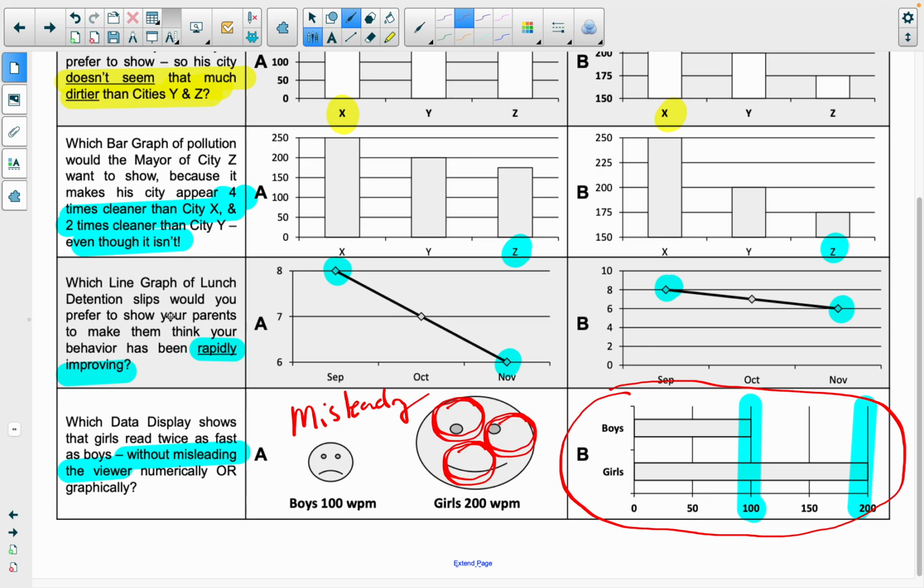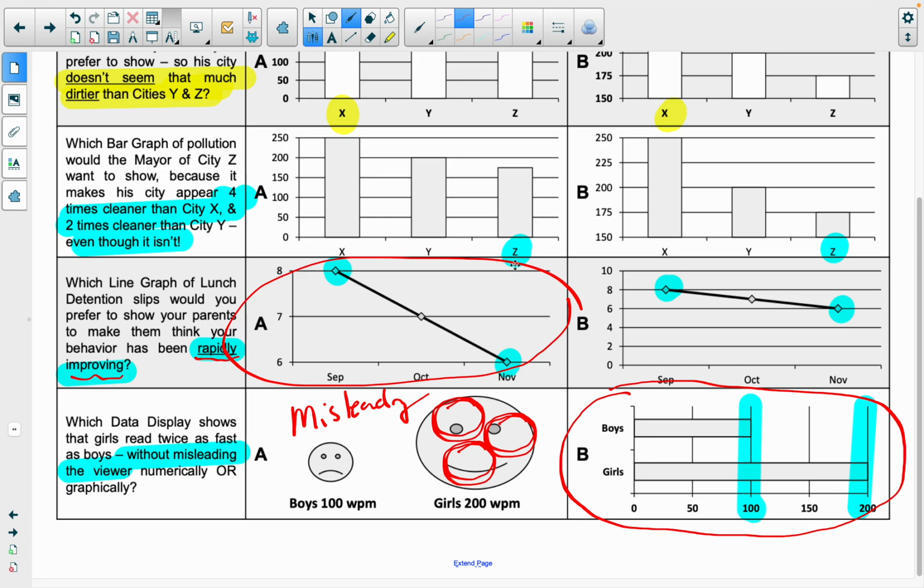In this next one, if you're trying to show your parents that your behavior is rapidly improving, are you going to choose A or B, everybody? Which one shows the detention slips going down quickly? A, yeah.